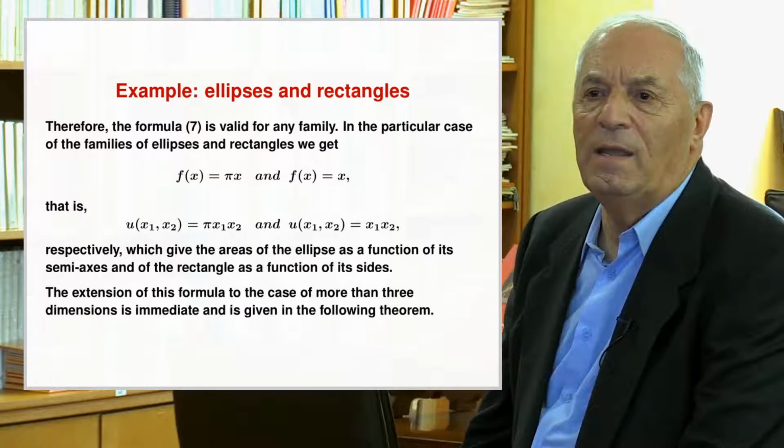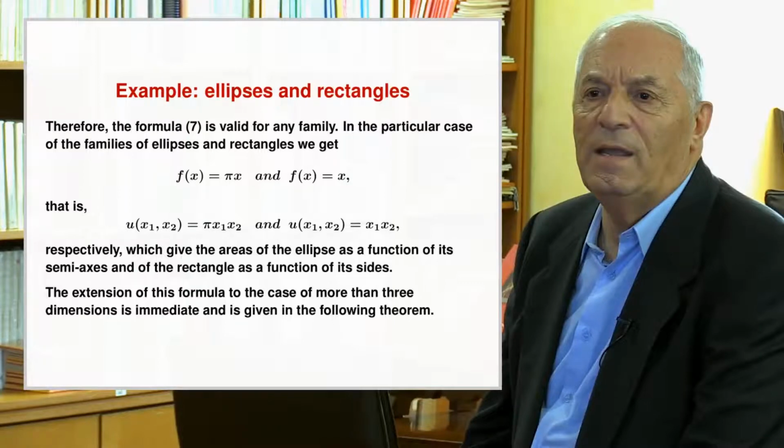Therefore, the formula 7 is valid for any family. In the particular case of the families of ellipses and rectangles, we get the f functions that lead to the two formulas below, respectively, which give the areas of the ellipse as a function of its semi-axes and of the rectangle as a function of its sides. This reveals a definition of the pi number as the quotient of the area of an ellipse and that of the rectangle defined by the semi-axes. The extension of this formula to the case of more than 3 dimensions is immediate and will be given in another theorem.